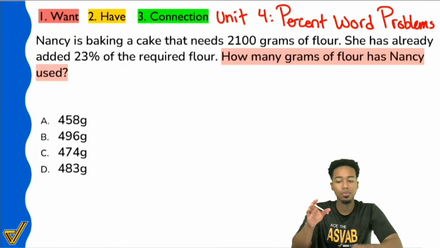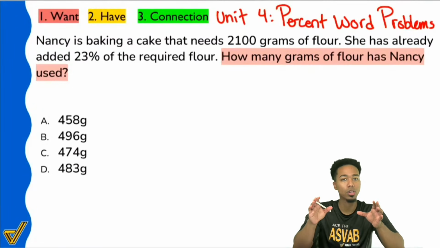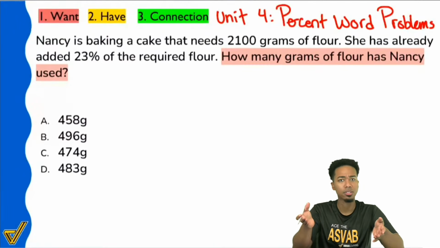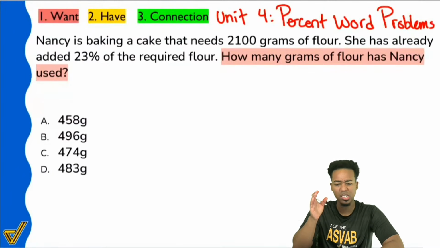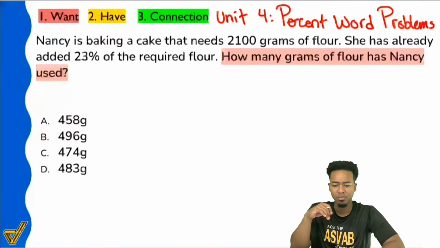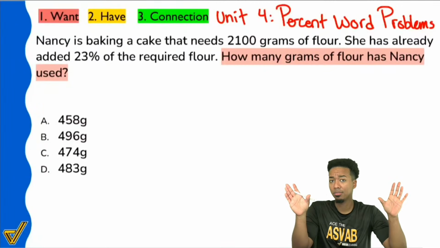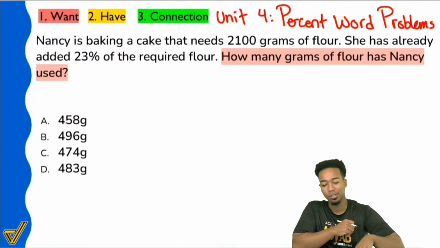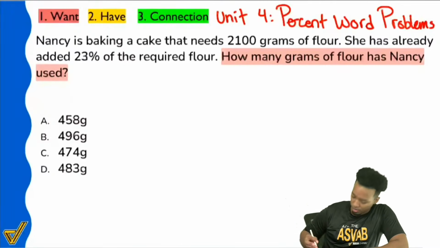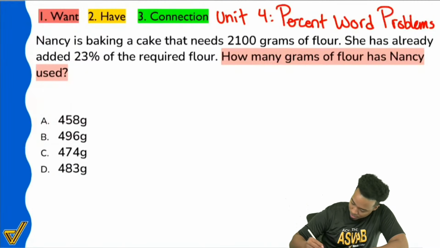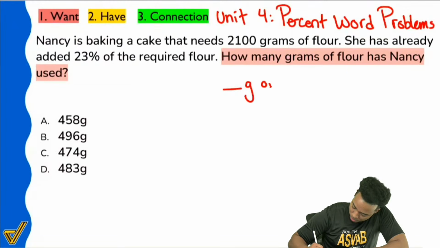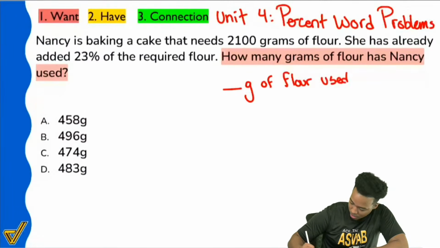Even if we were here for the first time, were we able to read that question and just say, okay, we want the grams of flour for Nancy? Was that pretty easy to say confidently? Even if we don't know how we're going to get there, were we able to say that clearly? Okay, great. Let's go and write that down. So we are going to be saying right here, blank grams of flour used by Nancy.